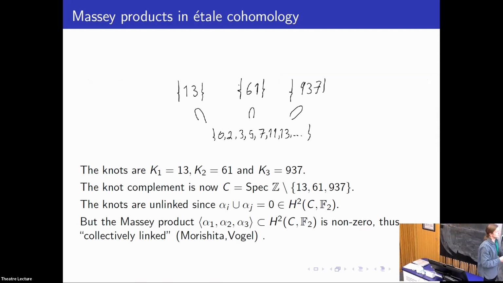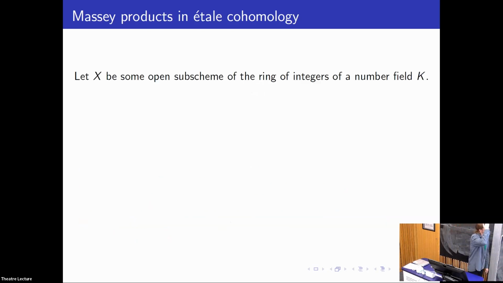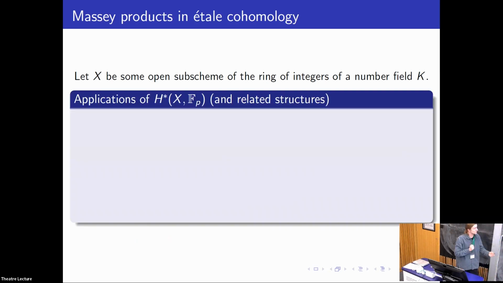So more generally, I don't want to argue that the étale cohomology ring, or the multiplicative structure that's hidden inside the étale cohomology of Spec of the ring of integers of a number field, is an arithmetically interesting object. So let me mention some applications of this multiplicative structure. Let X be some open subscheme of the ring of integers of a number field K. I'm going to write down some applications of the cohomology ring of X with coefficients in F_p, but also related structures like Massey products.